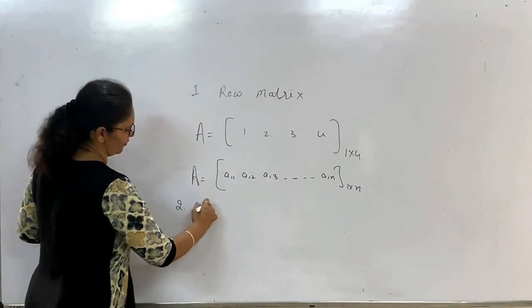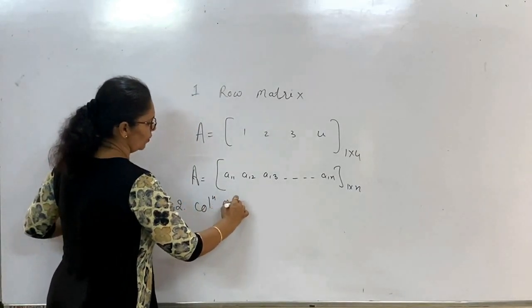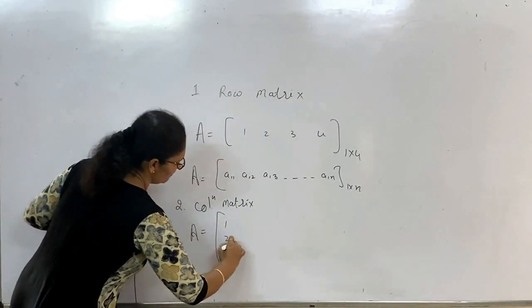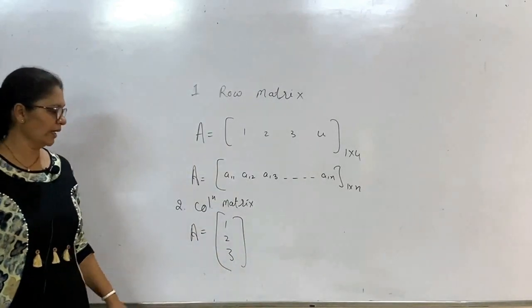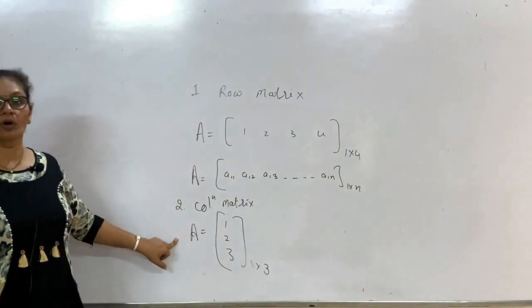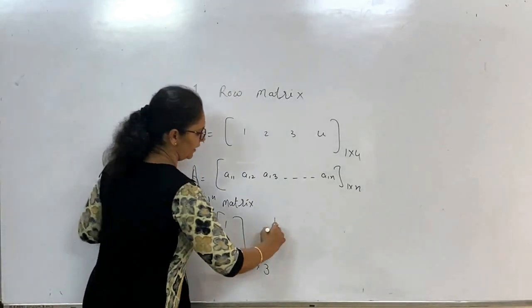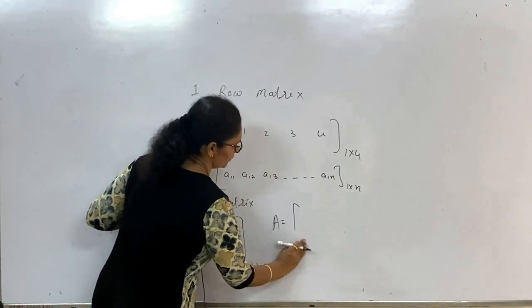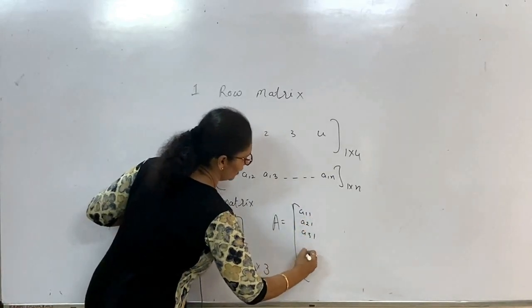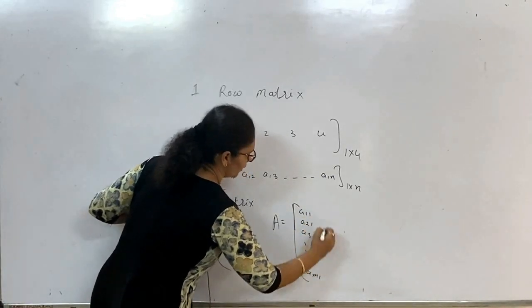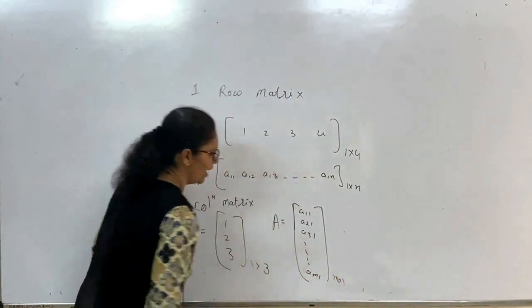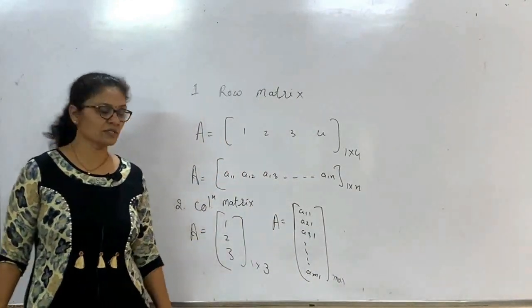The second type is the column matrix. Column matrix means only one column is present. If I take numbers 1, 2 and 3, there is only one column and 3 rows, so this matrix is called a column matrix. In general form, the column matrix is A11, A21, A31 up to AM1. It has only one column but M rows. So this is your M cross 1 matrix.